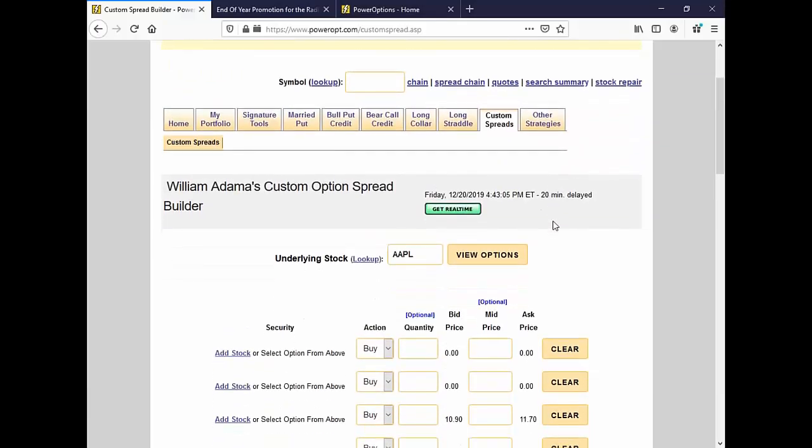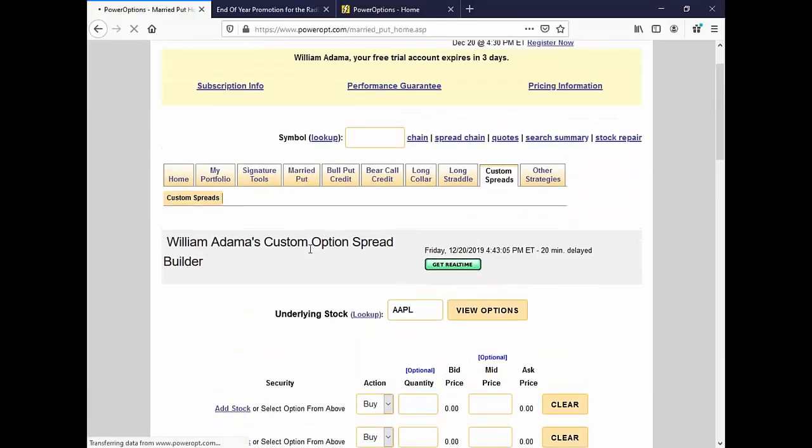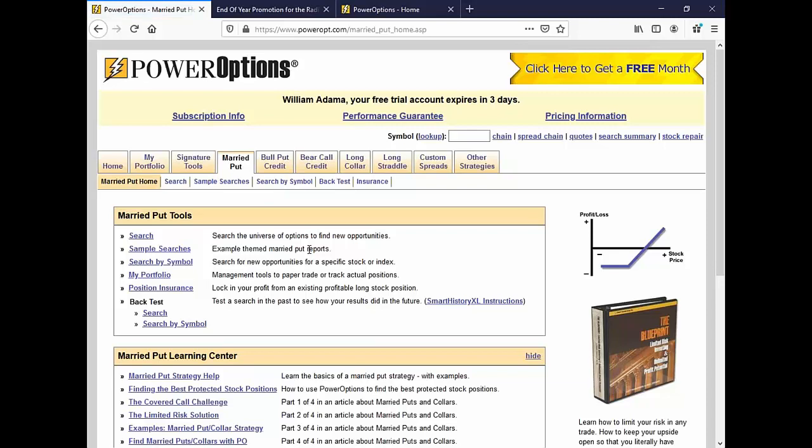Jerry's got a question related to the married put technique, and it's a question related to different types of structures that one can use. I think I know why Jerry's asking this question, but that's okay. So let me just take a look here.